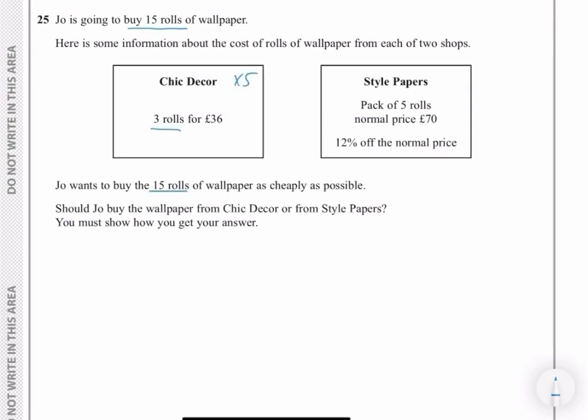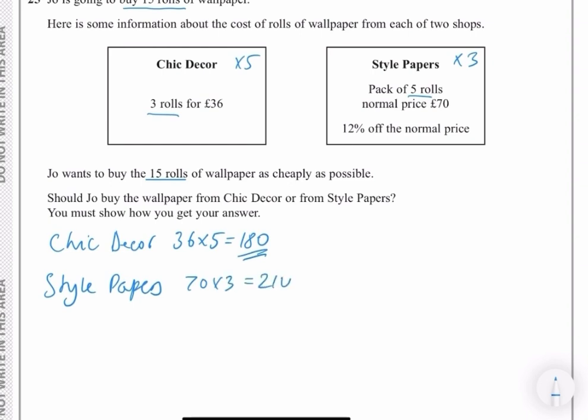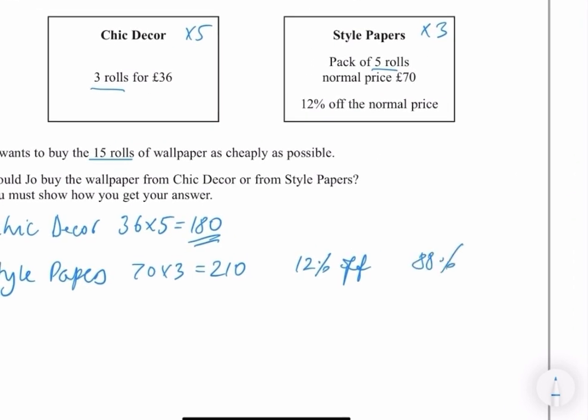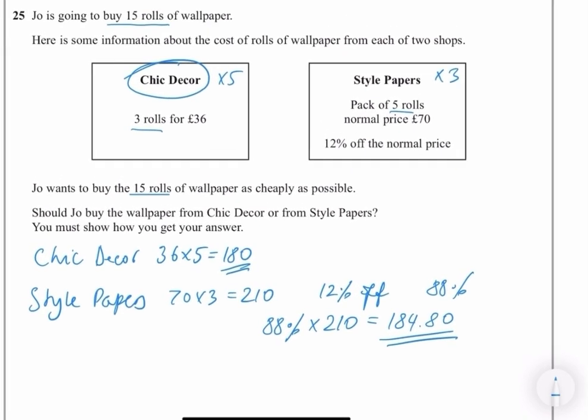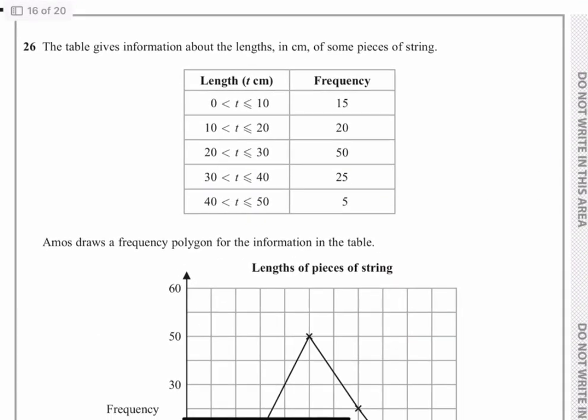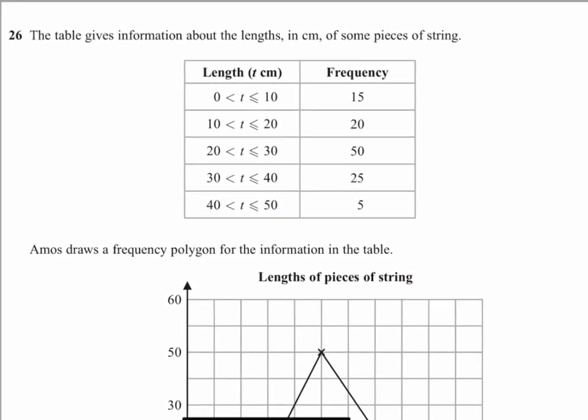Question 25 is about the best buy. We've got Chic Decor and Style Papers. We need to work out which is a better deal. Let's just work out the cost for 15 rolls each. So multiply the first one by 5, 180. For Style Papers, we're going to do the same, times by 3, 210, but we're going to apply a 12% discount to it. So 12% off is the same as 88% times 210, which is quicker to do on the calculator, rather than find 12% separately and subtract it. So you can see the first deal was the better one.